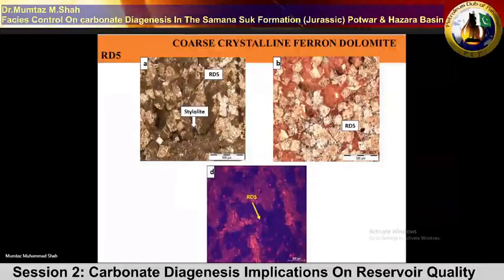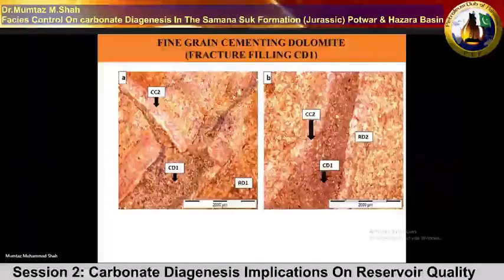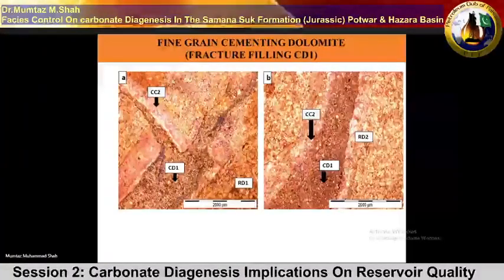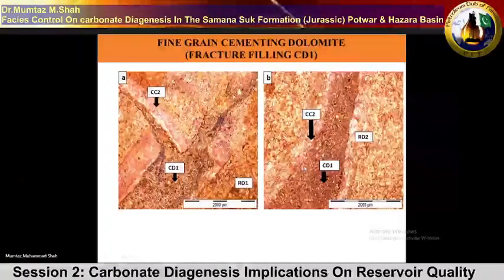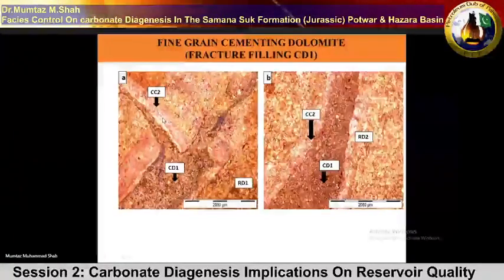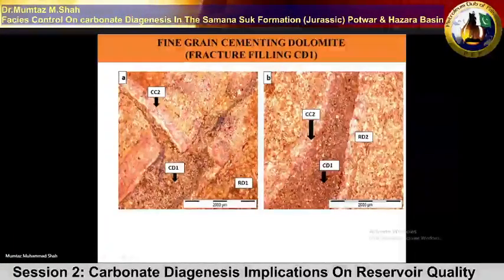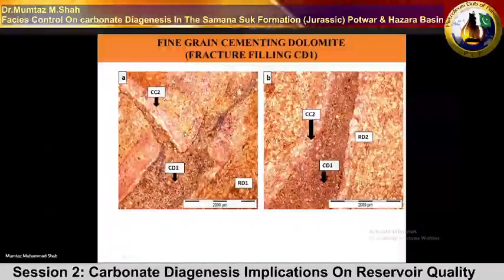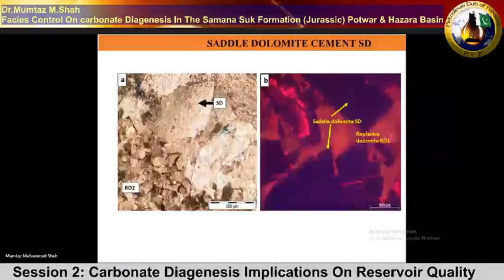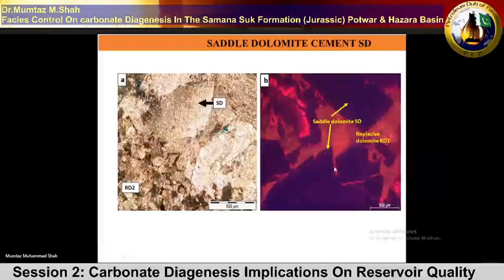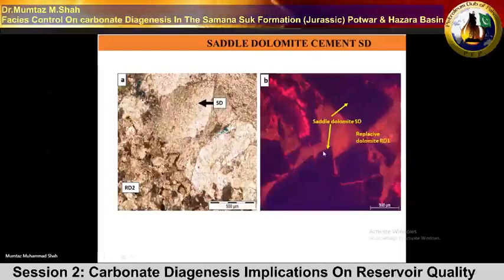Then the multiple sets of fracturing which had been filled by the calcite as well as the dolomite. So this is one set of the fracture filled dolomite. Then we have the calcite filling that can be observed over here as well. Some saddle dolomite cements can be seen over here, typical of this particular type, which indicates the presence of saddle dolomites.